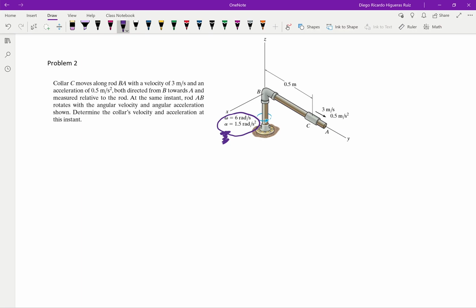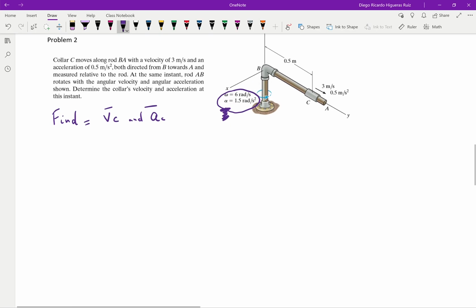So let's see what we have here. Again, what we need to find is gonna be the velocity of C, the velocity of the collar, and the acceleration of the collar. Both of them are gonna be vectors. I don't know if we need to calculate the magnitude. That's not a problem as soon as we get the vector, but let's go ahead.